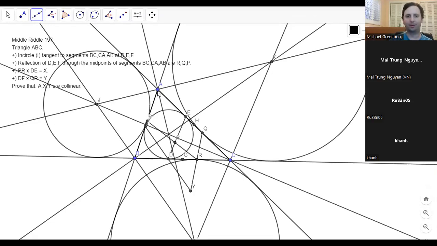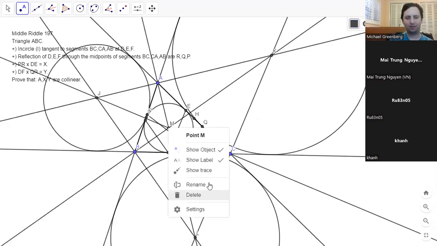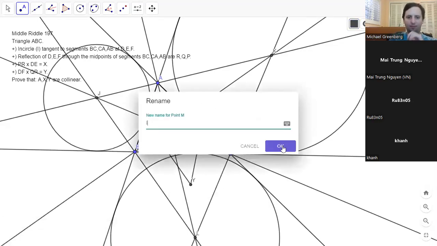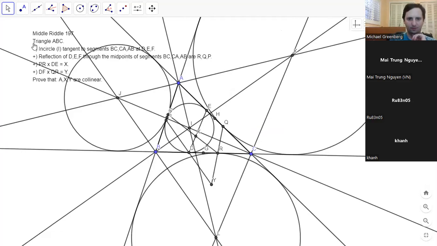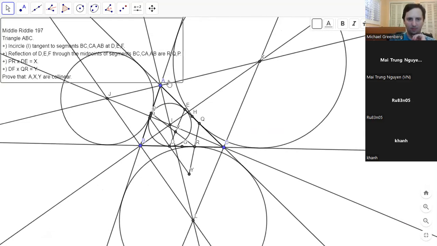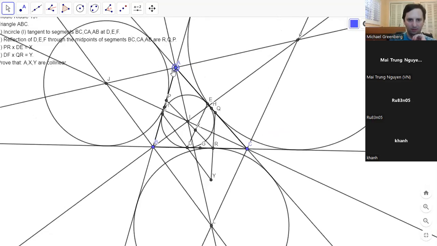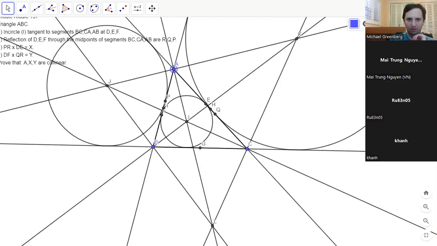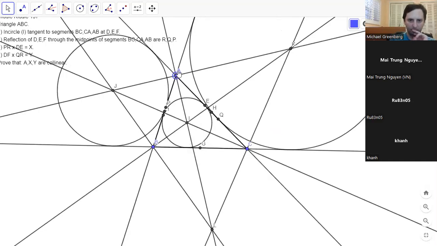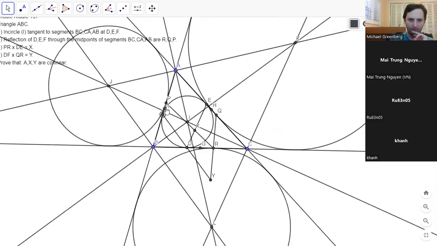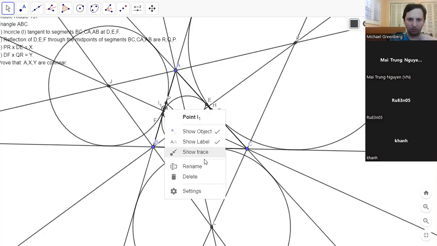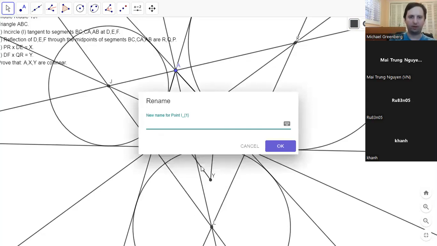Oh yeah, no, it's not an angle bisector. This is the in center. And probably, yeah. Let's see. It looks a little better, maybe. Call this Q, or I'll call it T.